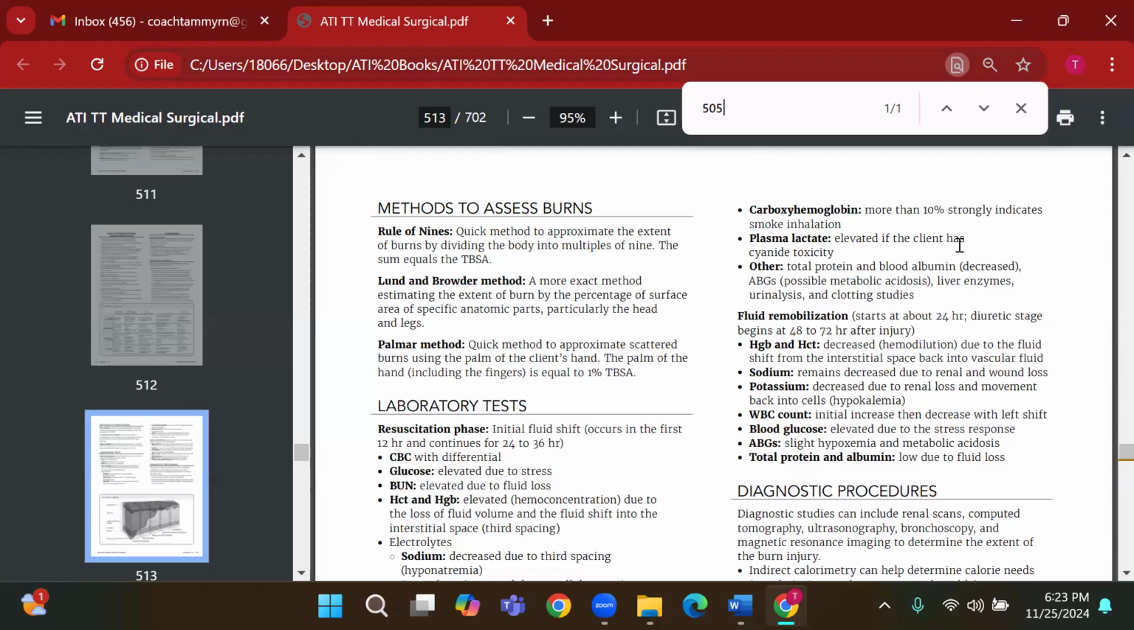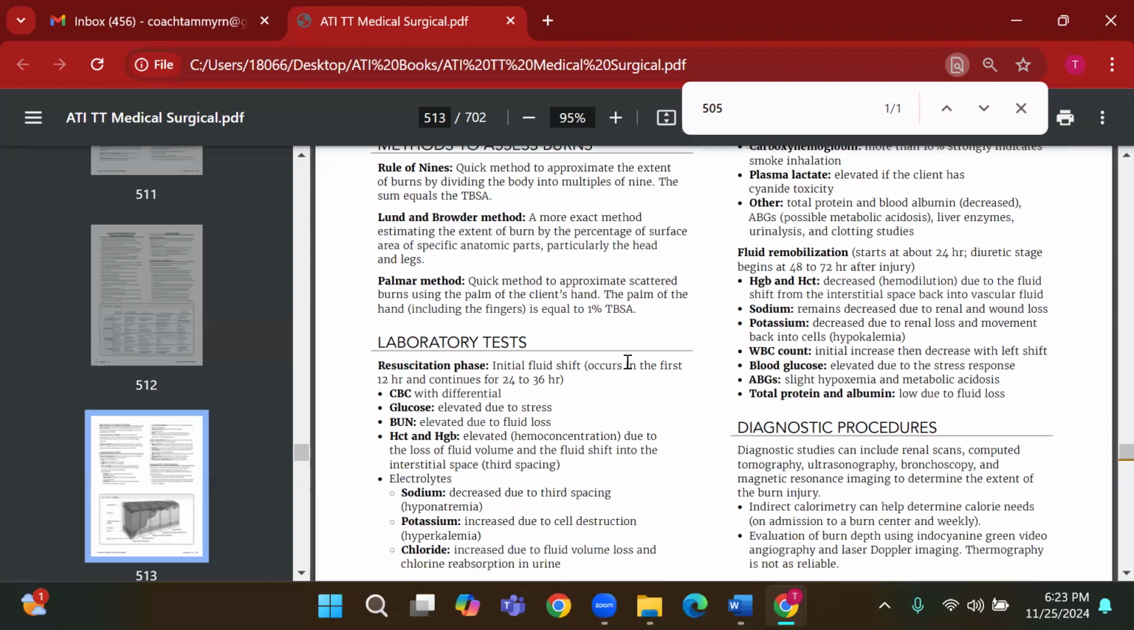One thing I do think: total protein and blood albumin, ABGs, probably metabolic acidosis, liver enzymes, urinalysis, and clotting studies are all going to be important. If I was you, I would say fluid resuscitation, carboxyhemoglobin will be important. I might even add the sugars will be up, the BUN will be up, and the hemoglobin and hematocrit will be up.